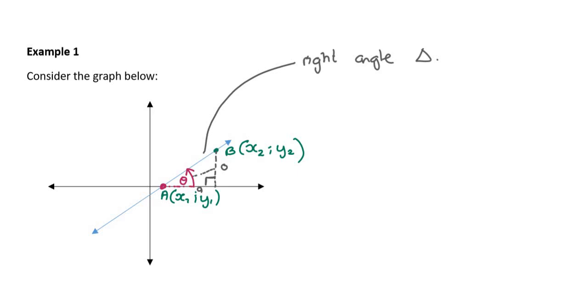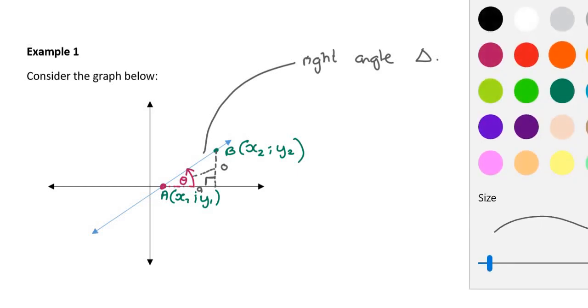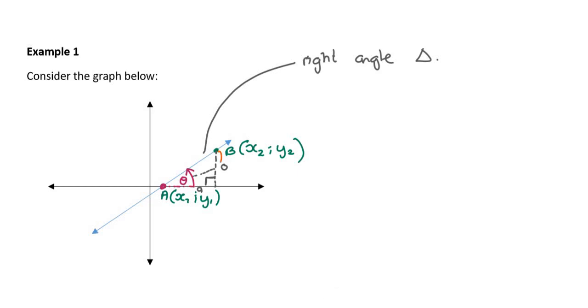So let's have a look. Let me change color here. What would be the length of this opposite side? Well, I'm hoping that you would realize that I'm going up from y1 at A all the way up to y2 at B. So this here is my change in my y value. How far you've gone up is your change in your y value. Now, how far you've gone along is your change in your x value.